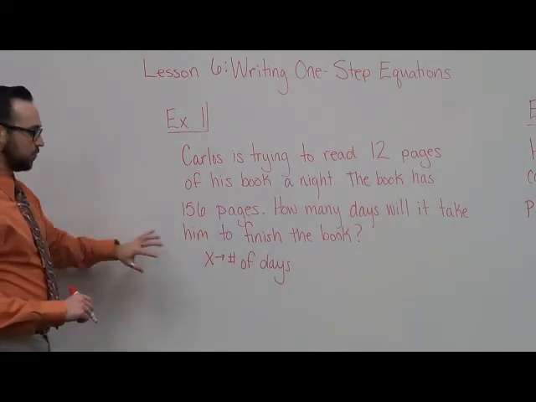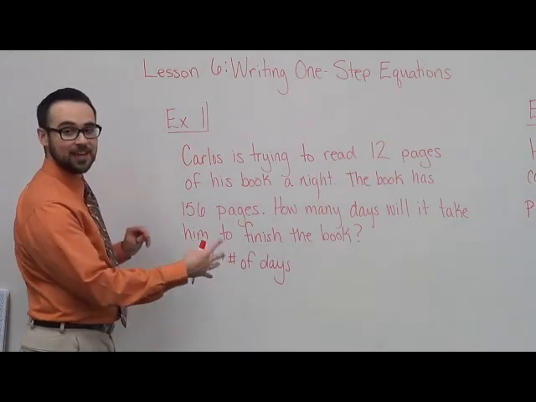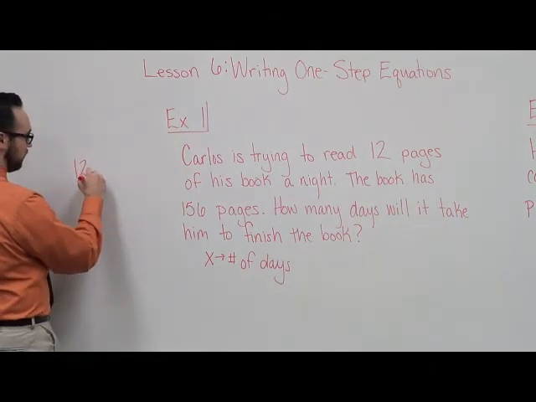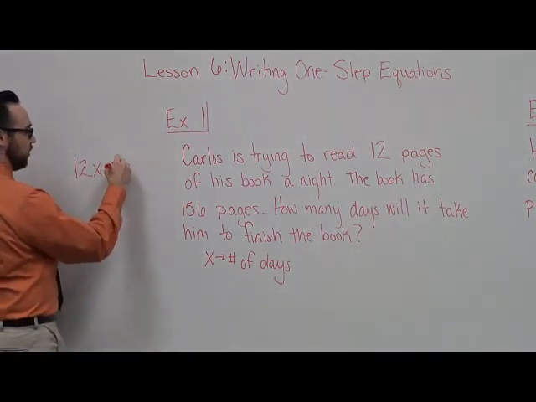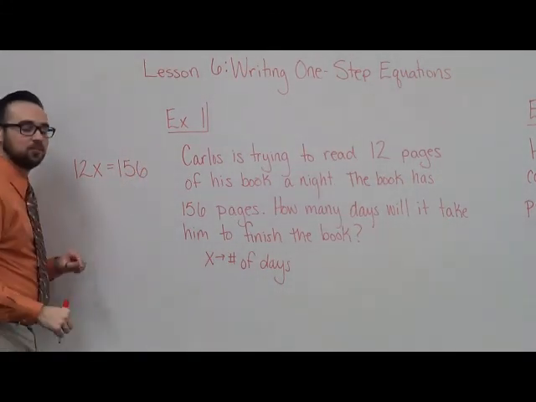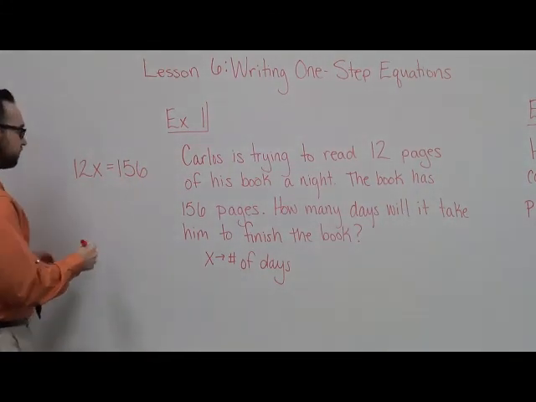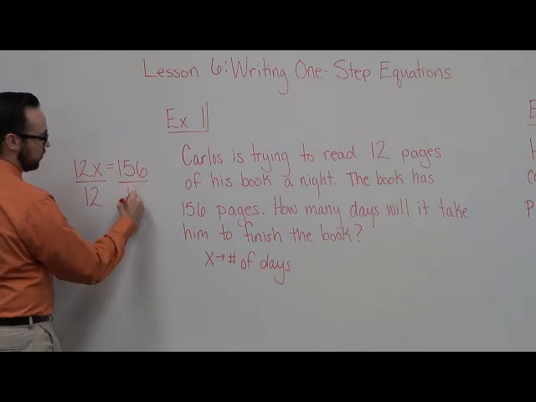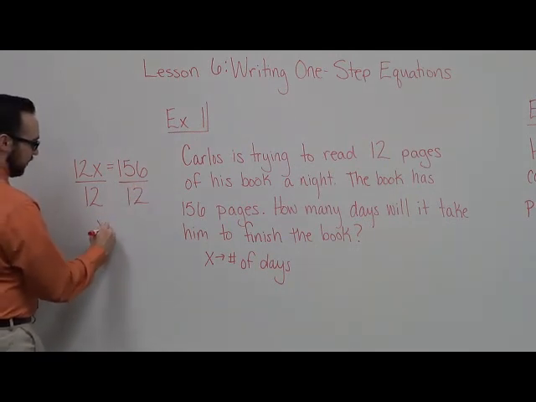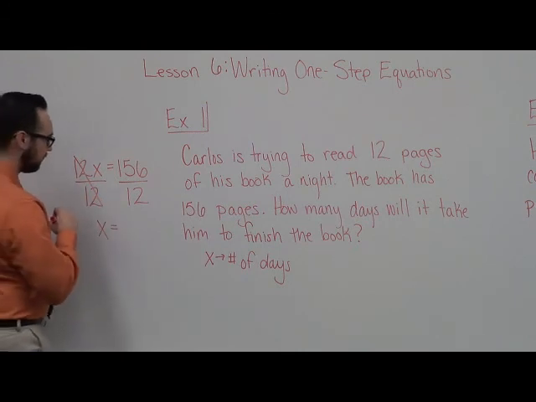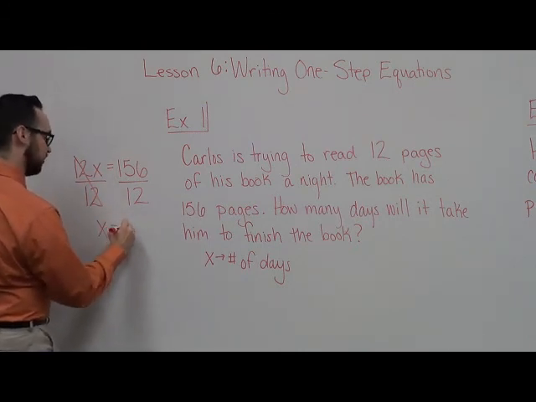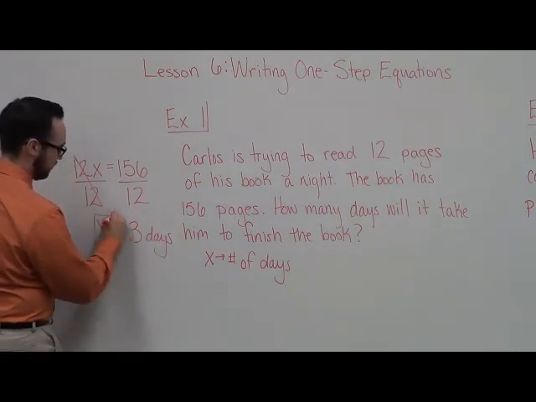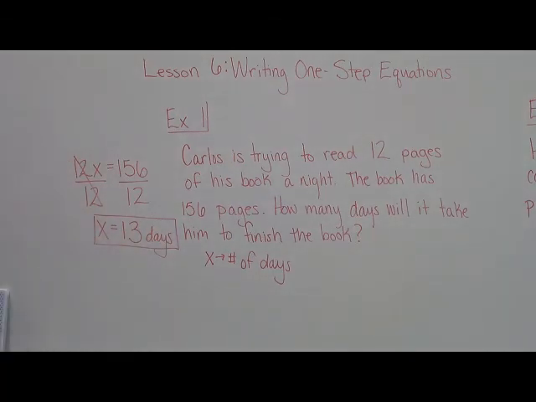If you think about this, we're thinking about if we read 12 pages per day, and then we have how many days. So if I have 12 times the number of days, that should get us 156 pages. And then we can figure out how many days it's going to take us. So again, we have a multiplication problem here. To undo that, we divide. So when I divide both sides by 12, we end up with x is going to be 13. So that would be 13 days it'll take him to read his book if he does it 12 pages a day.